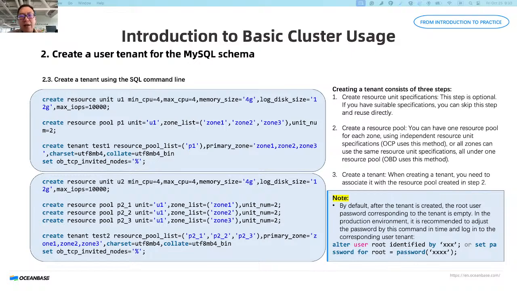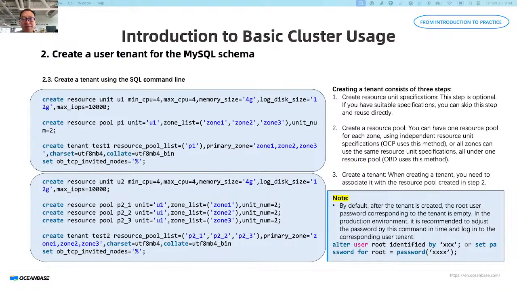Finally, the last part is to use the command line to create a tenant. Creating a tenant consists of 3 steps. First, creating a resource unit specification. This step is optional. If you have a suitable specification, you can skip this step and reuse it directly. The second, create a resource pool. You can have one resource pool for each zone, using an independent resource unit specification, or all zones can use the same resource unit specification, all under one resource pool. The third one, creating a tenant.